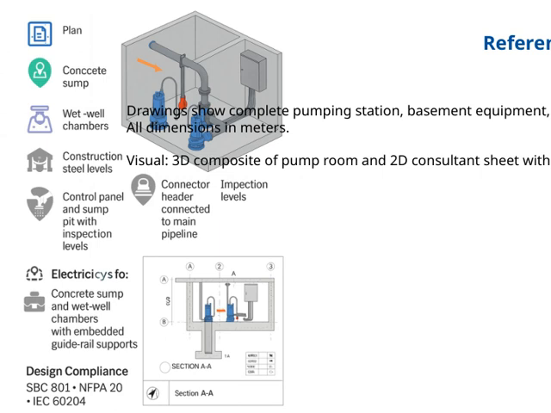On the visual side, there's a 3D composite image of the pump room, which helps us visualize the space in a more realistic way. Alongside that, there's a 2D consultant sheet that features a legend and arrows. These elements are crucial for interpreting the drawings correctly. The legend explains the symbols and components, while the arrows guide us through different sections and points of interest.